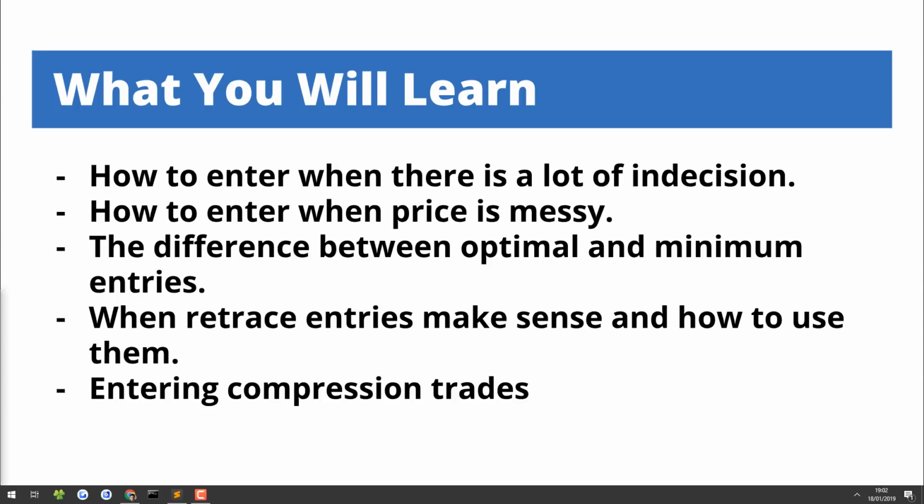We're going to talk about the difference between optimal and minimum entries, because there is a big difference between optimal and minimum entries, whatever you want to call them. So we're going to talk a bit about that. We're going to talk about when retrace entries make sense and how to use them. That's not going to be very long because retrace entries are actually quite simple. We're going to talk about entering compression trades, which also is not going to take very long because they're quite simple.